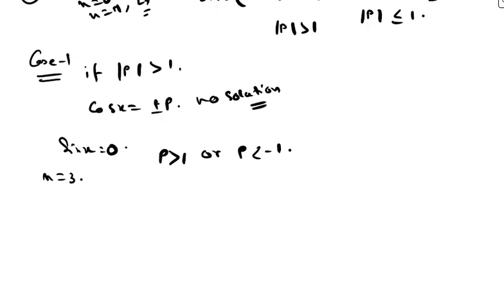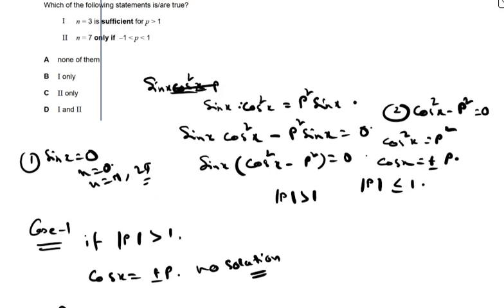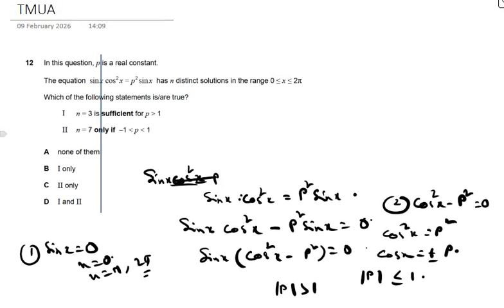Now let's check statement 1. n equal to 3 is sufficient for p greater than 1. Yes, if p is greater than 1, then mod of p is greater than 1, so we get exactly 3 solutions. So statement 1 is true.